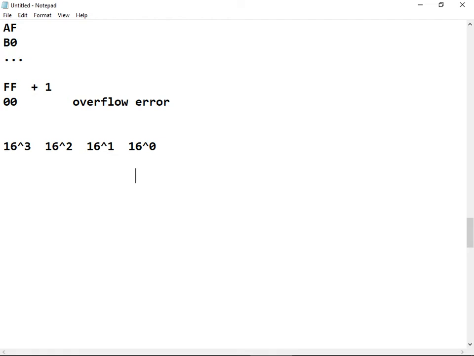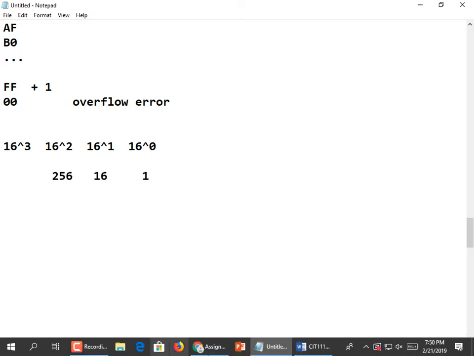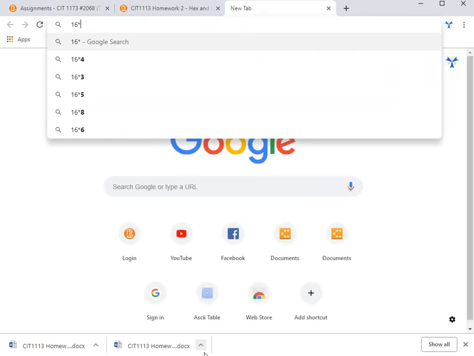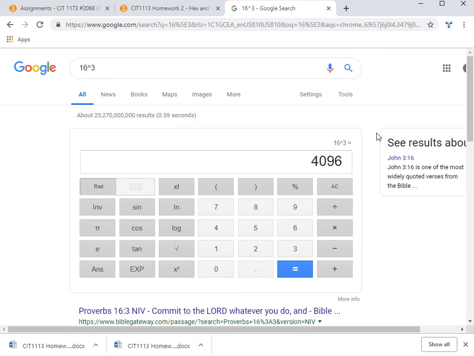So that's the 1's place. This is the 16's place. This is the 256 place. And honestly, I don't remember what 16 to the power of 3 is, so I'm going to ask Google. 16 to the power of 3, 4096.